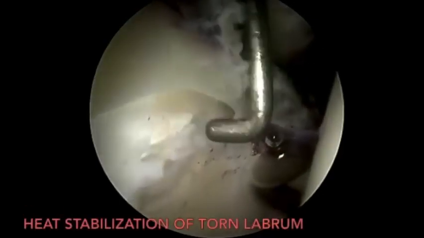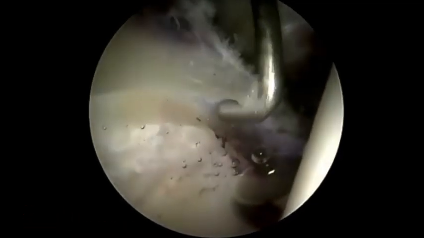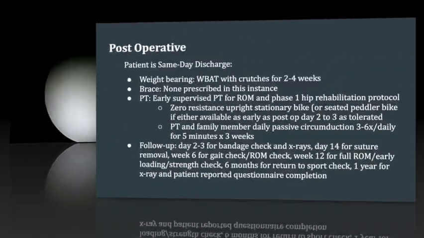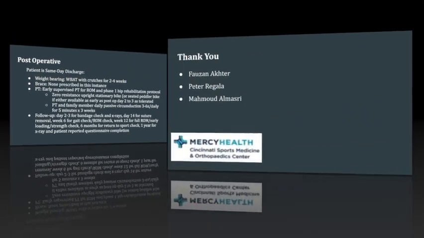After surgery, the patient can be discharged the same day if appropriate antibiotic care has been established by the infectious disease team. The patients are weight bearing as tolerated with crutches for 2 to 4 weeks without a postoperative brace, and they will begin early supervised physical therapy. The emphasis of physical therapy is on hip range of motion with progression of ambulation and hip strengthening with eventual return to full activities.